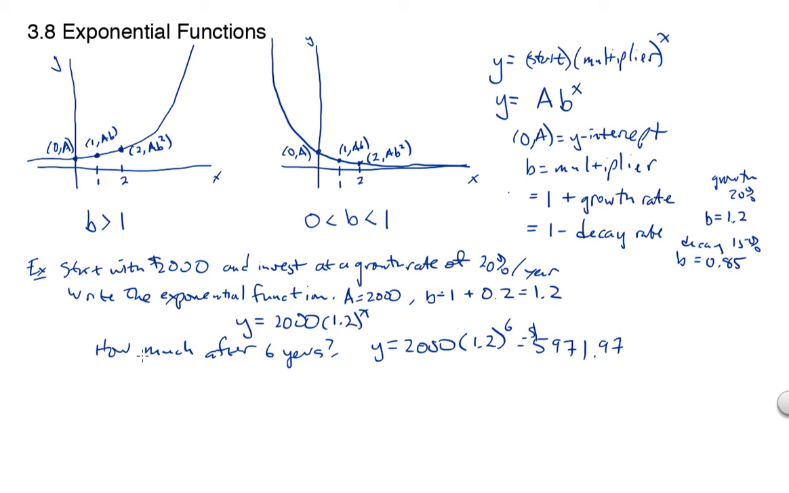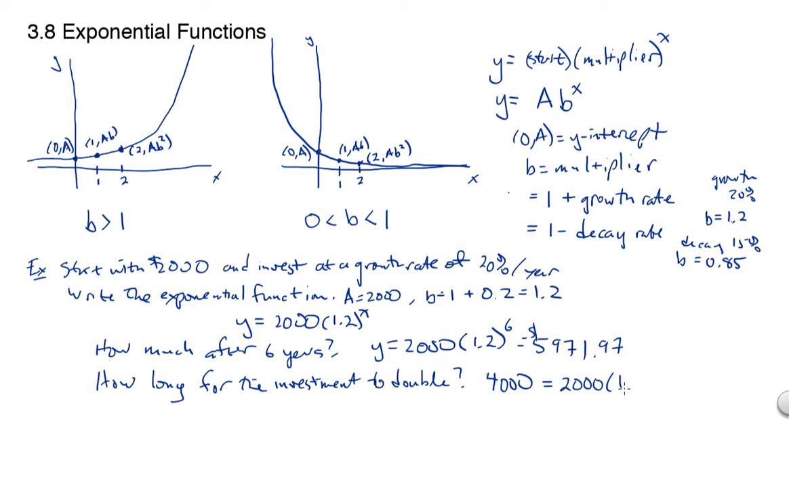Now, what if I wanted to go the other direction and ask, well, how long for it to double? For the investment to double. Well, you can plug it in. To double your investment, you would have to get to 4,000. So y would be 4,000. You just plug in what you know. 4,000 equals 2,000 times 1.2 to the x.